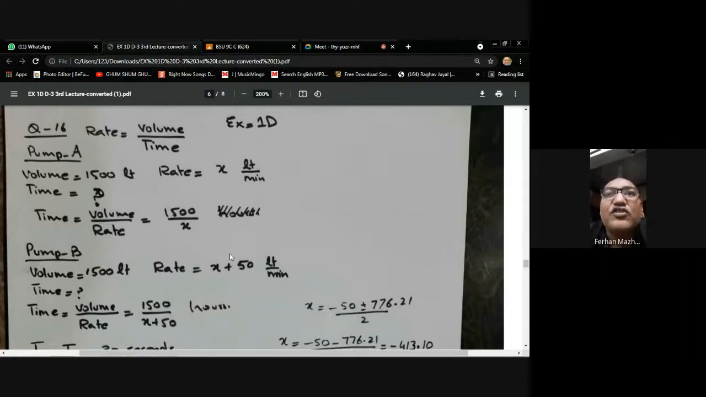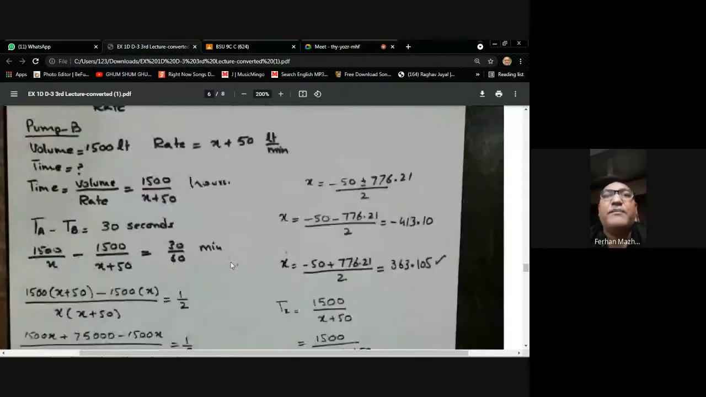Okay, then we are talking about pump B. The volume it has to fill is 1500 liters, and its rate is x plus 50 liters per minute. How much time will it take? The time taken will be volume divided by the rate of flow, so 1500 divided by x plus 50. And I by mistake wrote hours here. This is not hours, this is minutes. Okay, make this correction.